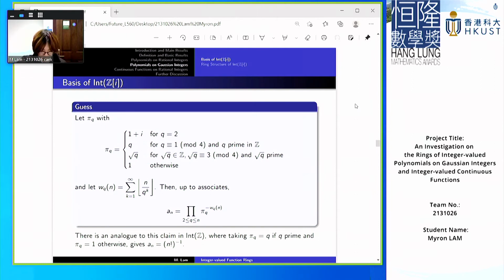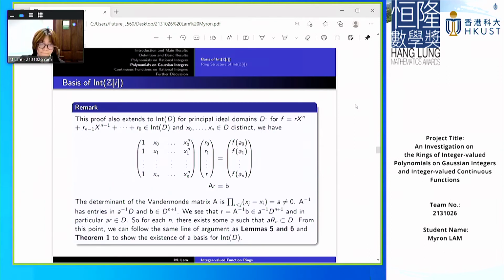We make a further guess on how to compute a_n generally by writing it as the product of some primes in the formula shown on the slide. There is an analog in the case of Int(Z), where taking pi(q) equals q for q prime and pi(q) equals 1 otherwise gives us a_n equals 1 over n factorial. A side note is that this proof can be extended to other principal ideal domains D with characteristic 0.